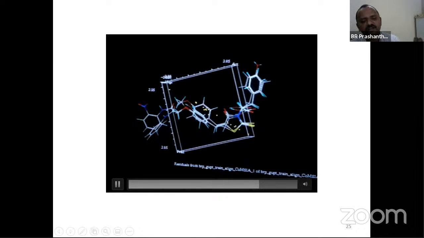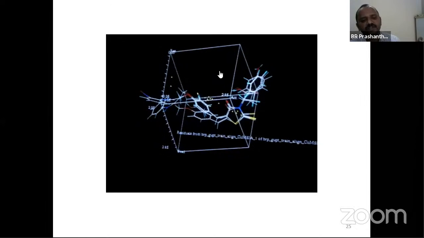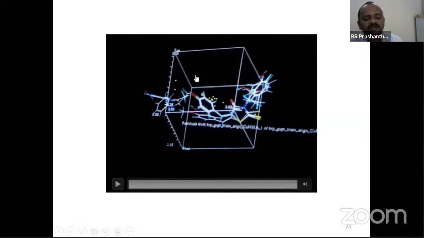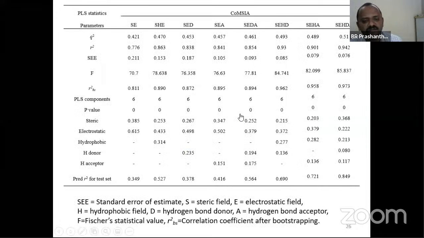Okay, and after aligning, once we do the statistical analysis, we are going to predict the biological activity of these molecules and then we are going to align it. So these are all the statistical parameters that we take into consideration. What are all the statistical parameters that we look into?